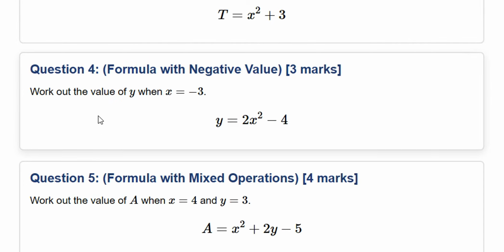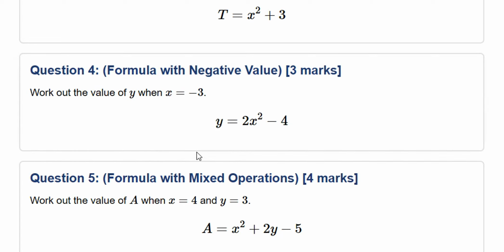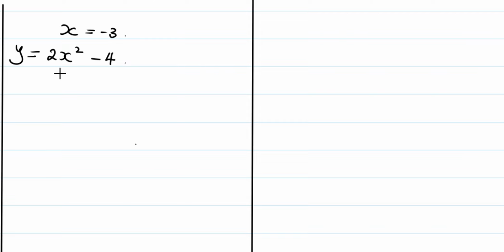So in this question 4, you are told, work out the value of y when x equals negative 3. And you are told y is equal to 2x squared minus 4. So we are finding the value of y. Then the first thing we need to note is that x is negative, in this case, negative 3.